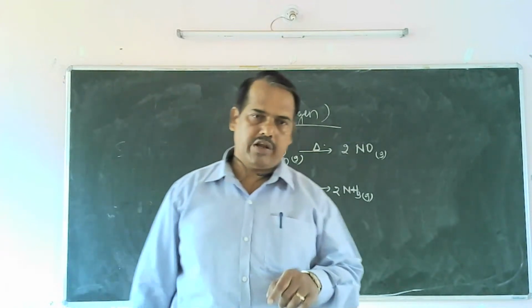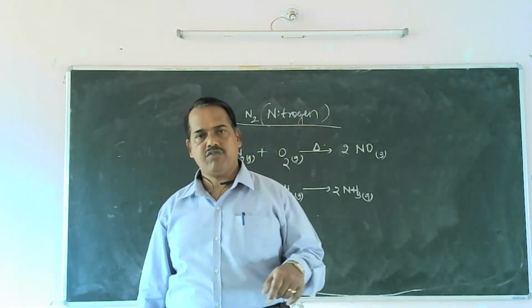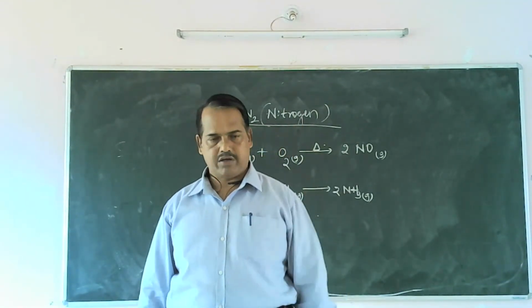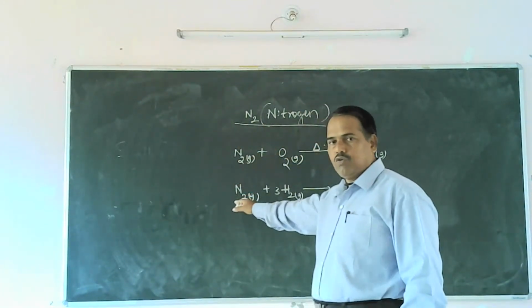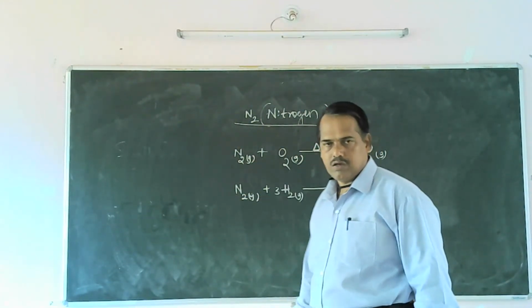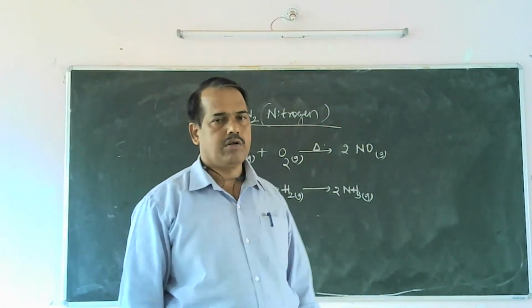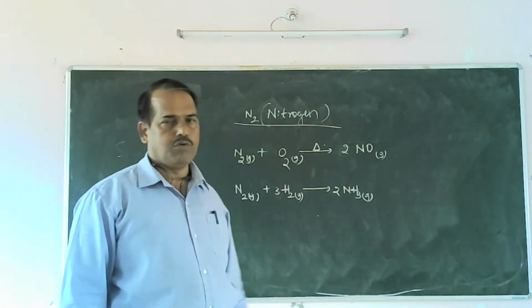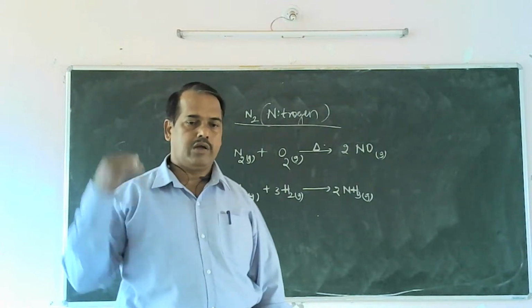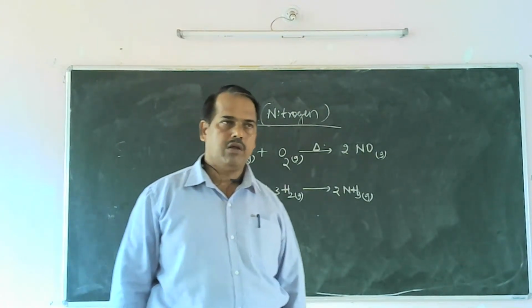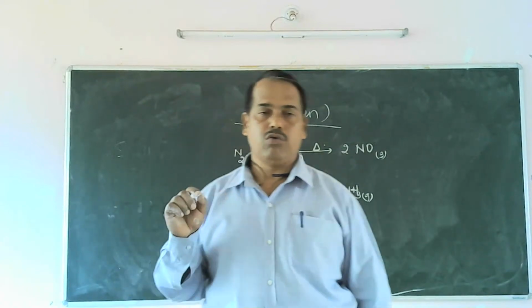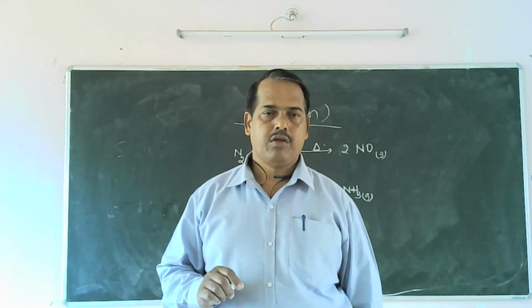Are you clear? So nitrogen reacts with oxygen gas to form nitric oxide. Then again, dinitrogen reacts with dihydrogen gas, we will get ammonia. We shall study ammonia in detail in the compound of ammonia next. Are you clear? So we studied about dinitrogen gas.